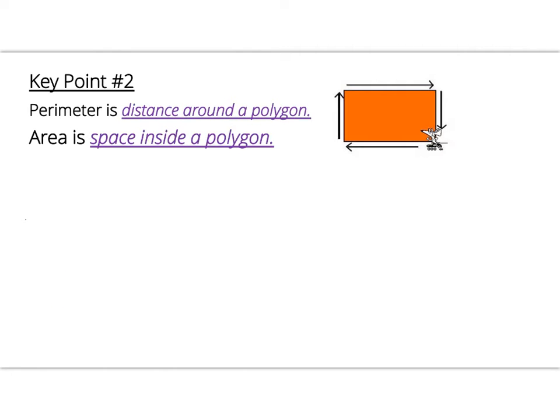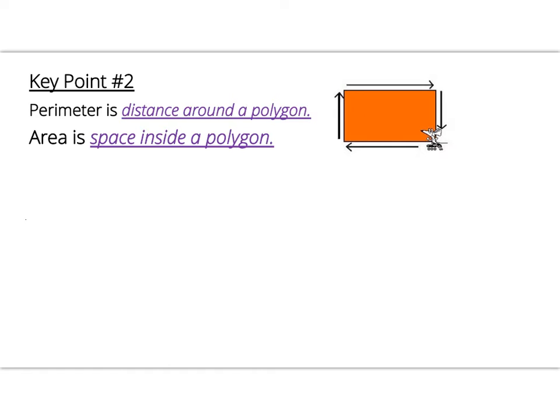All right, so key point number 2, perimeter and area. Let's just get a quick definition of both of these. Perimeter is the distance around a polygon. So you want to follow the edge all the way around any of your polygons and add up all the sides. So it's the distance all the way around a figure or polygon. And then area would be the space inside. If I were to shade, like we have this shaded orange rectangle, all this shaded region would be considered the area.